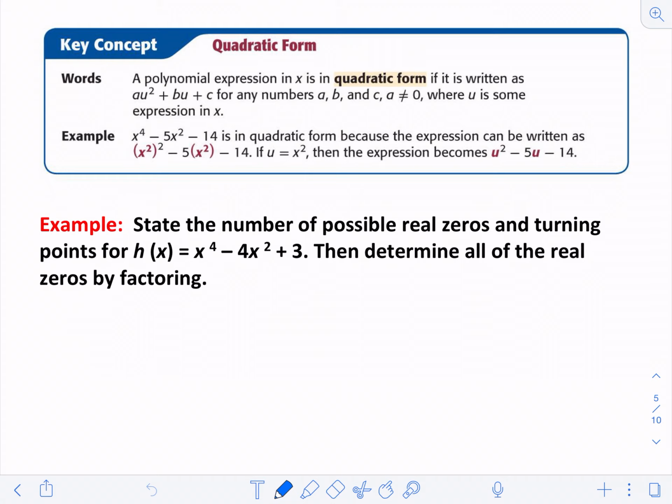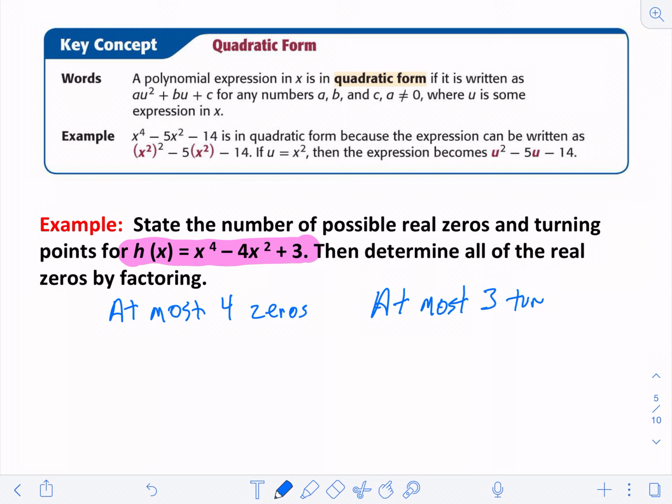So let's say you have a function like this example here, where I have h of x is equal to x to the fourth minus 4x squared plus 3. And you want to look at the number of zeros and turning points. Well, we already know, based on the degree, which is 4, a couple of things about this graph. We already know that the number of zeros is going to be at most 4 zeros, and we know we're going to have at most 3 turns.